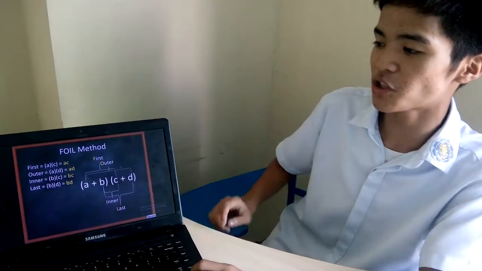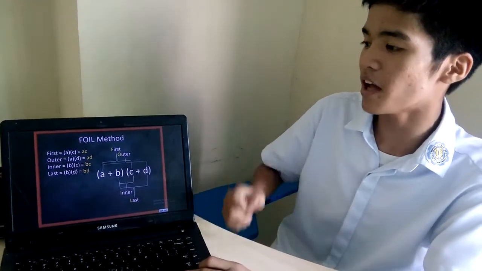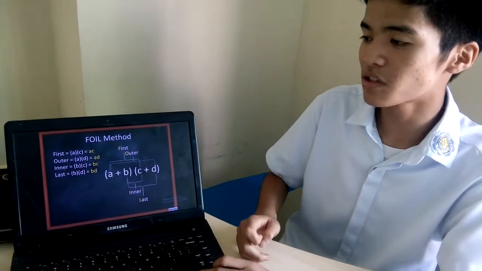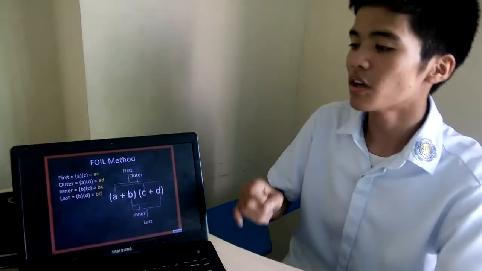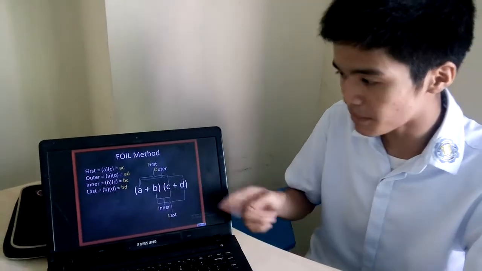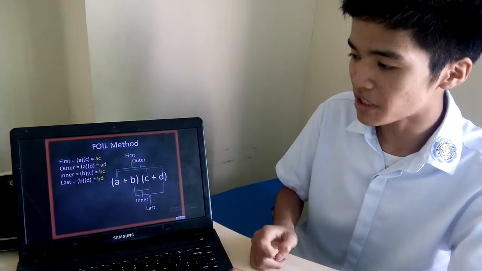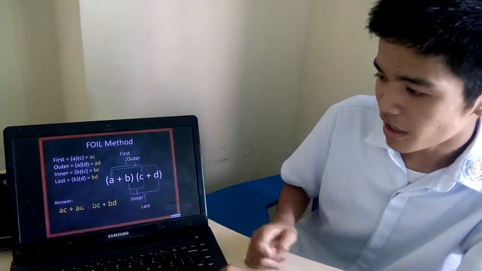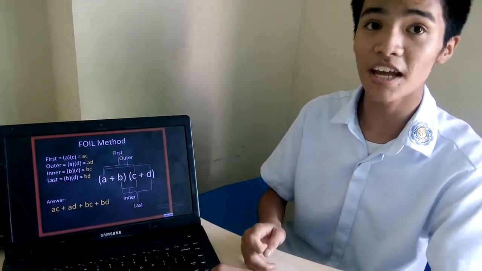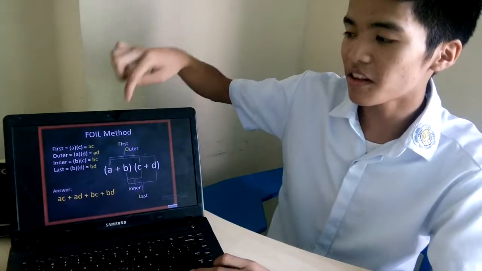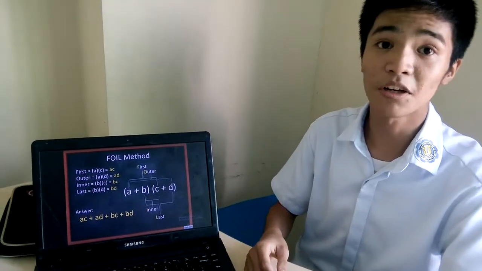When you multiply the first terms A and C, you will have a product of AC. The outer terms A and D give a product of AD. The inner terms B and C give a product of BC, and the last terms B and D give a product of BD. And then as an answer, AC plus AD plus BC plus BD. If necessary, add the outer terms and inner terms, if and only if they are similar terms.